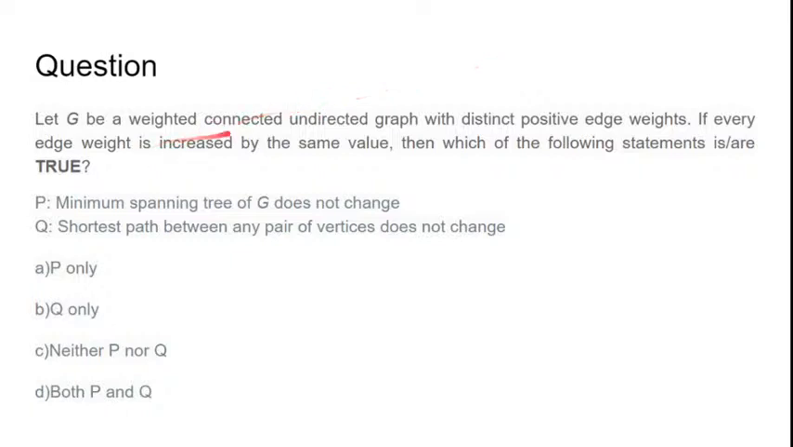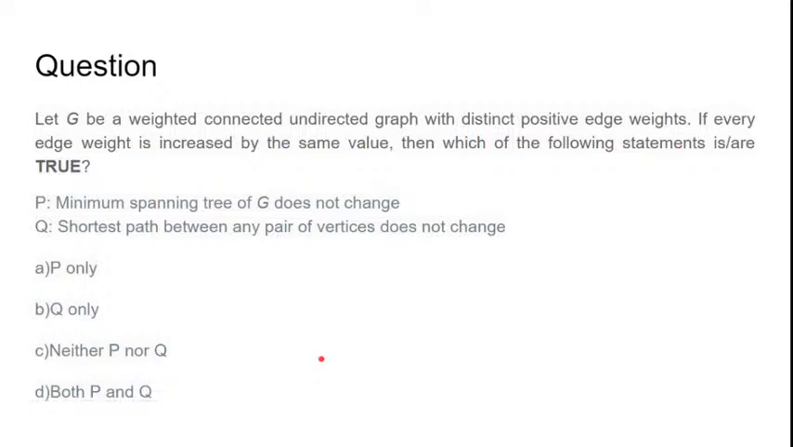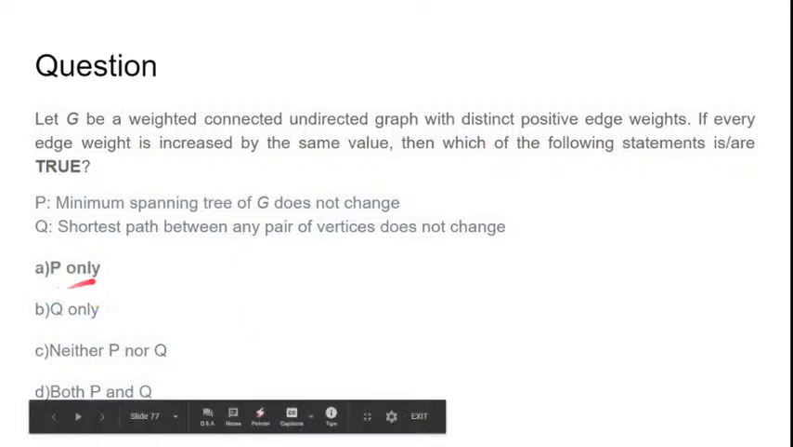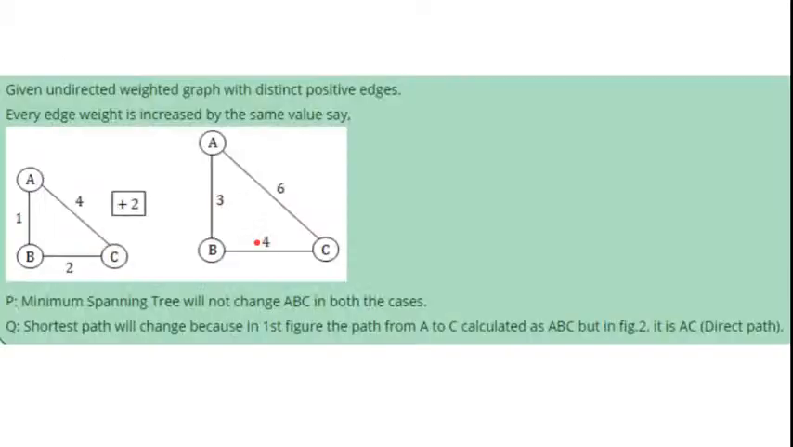For a weighted undirected graph with distinct positive edge weights, if every edge weight is increased by the same value, which of the following statements are true? The minimum spanning tree of G does not change, and the shortest path between any pair of vertices does not change. The correct answer is only P: the minimum spanning tree of the graph does not change, but Q will be affected. So the correct option is P.